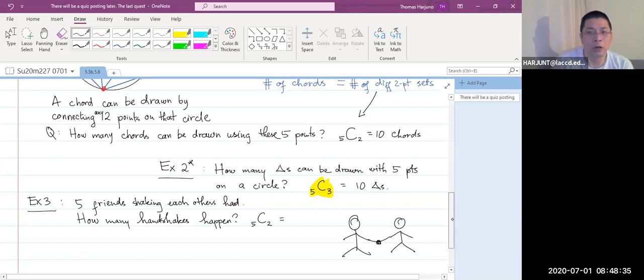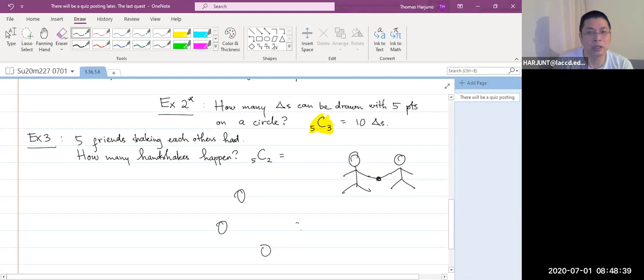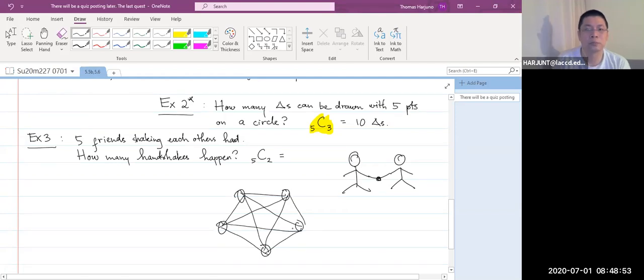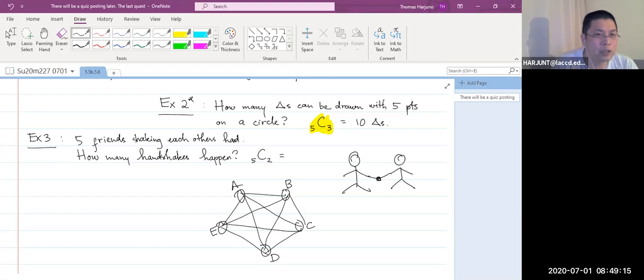Okay, if I draw the diagram, you have 5 people, A, B, C, D, E, and they shake each other's hand. Do you notice that suddenly the picture looks like what we have in example 2, which comes from A, B, C, D, E in our example 1? So notice that a set of 2 letters in example 1 develops into the number of chords we can create in example 2. Now example 3 is about handshaking.